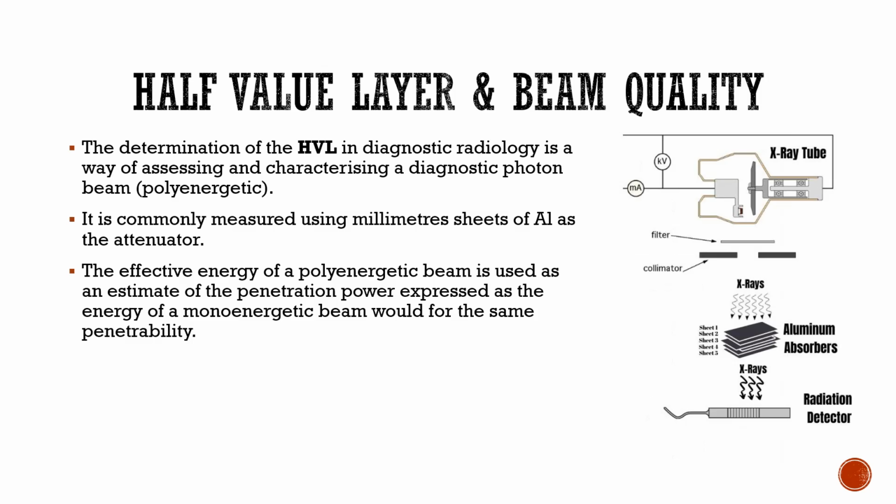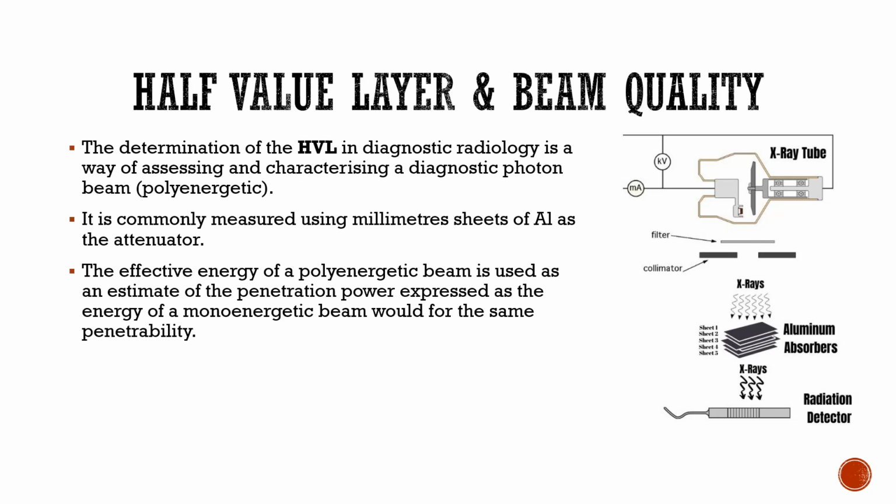This slide demonstrates the practical experiment of measuring the HVL in diagnostic radiology for any X-ray tube. This is commonly done using millimeter sheets of aluminum as shown in the diagram to the right. Typically, an X-ray exposure is made and the intensity is measured by the radiation detector shown to the right. Sheets of aluminum will then be placed into the field and exposures will be repeated.